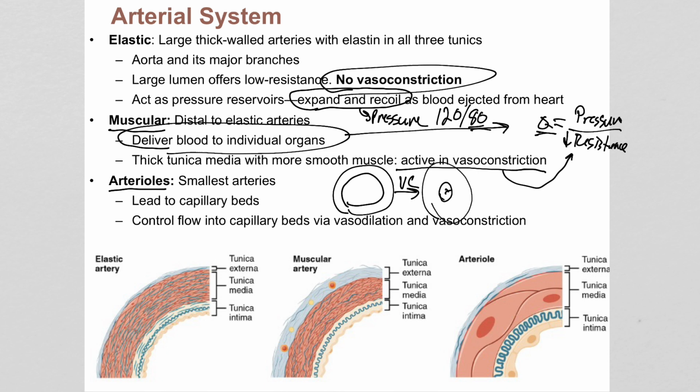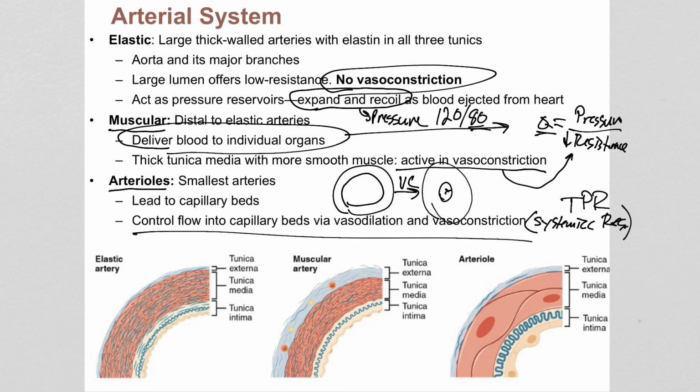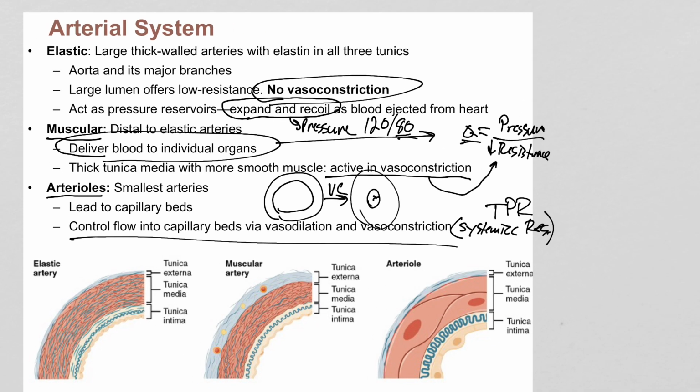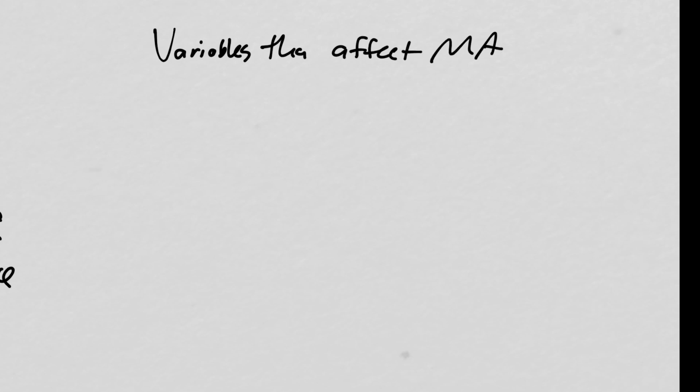This is an enormous part of what controls systemic resistance, right? And that's also sometimes called TPR, total peripheral resistance. So you'll use these arterioles to regulate blood pressure through the entire body. And that's the second part of this that we need to talk about, blood pressure. So I'm going to make a quick list, and we're going to title it Variables that Affect Mean Arterial Pressure.